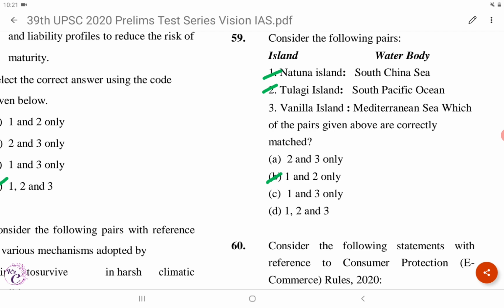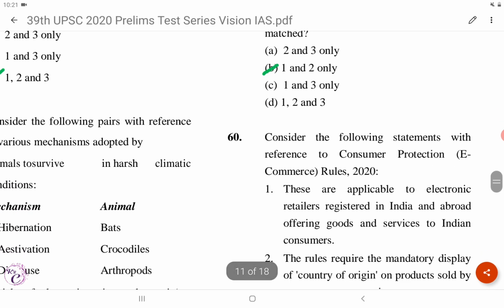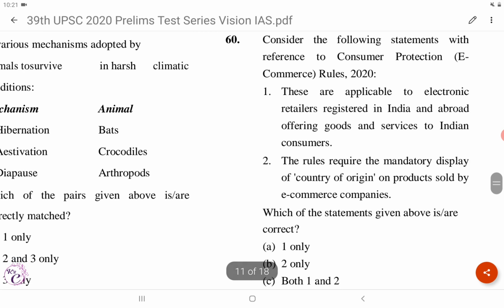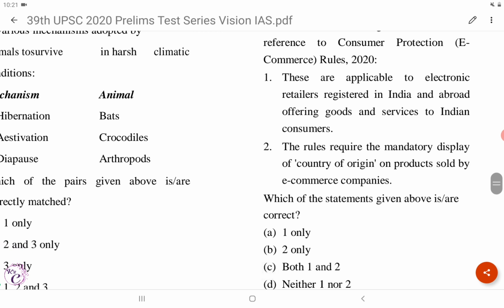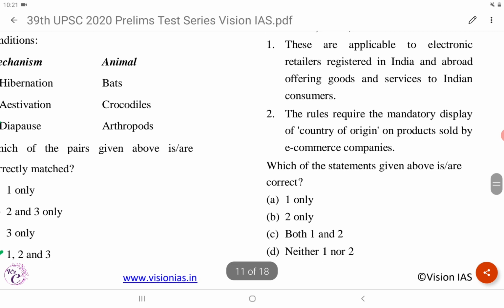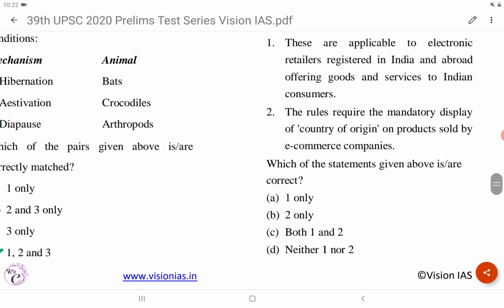Now let's come to question number 60. Consider the following statements with reference to the Consumer Protection E-commerce Rules 2020. Statement 1: These are applicable to electronic retailers registered in India and abroad offering goods and services to Indian customers. Number 2: The rules require the mandatory display of country of origin on products sold by e-commerce companies. Which of the statements given above is or are correct?